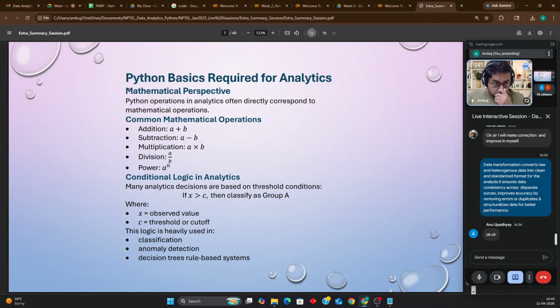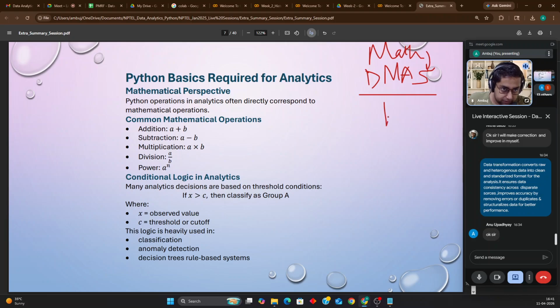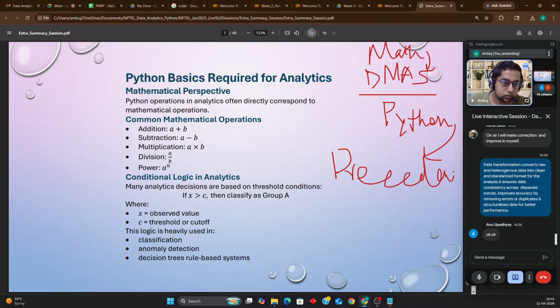Python basics required for analytics. The basics are BODMAS: bracket, division, multiplication, addition, then subtraction. That is how you perform the operations. This is there in mathematics. But in Python, there is precedence of operators.